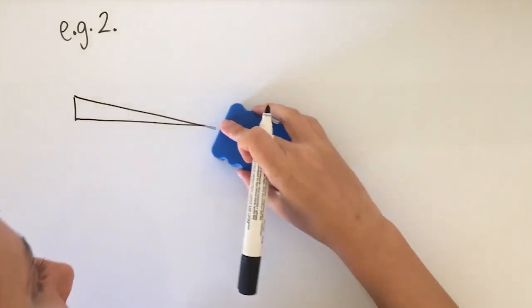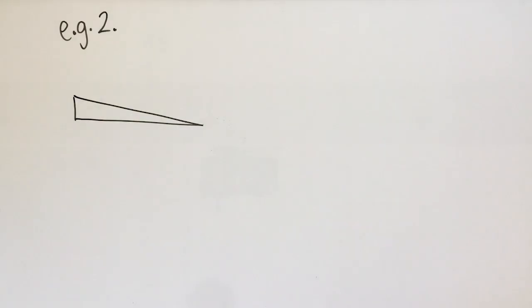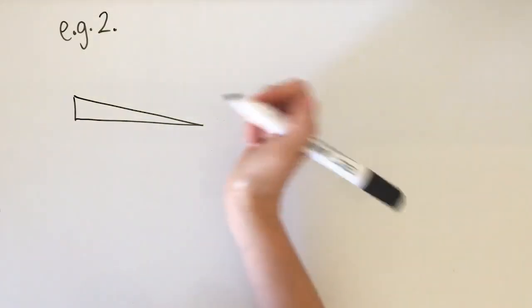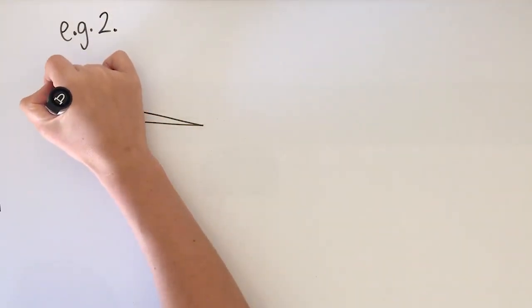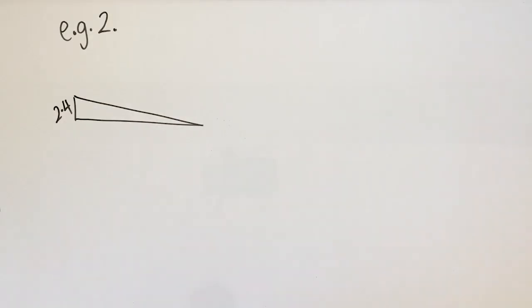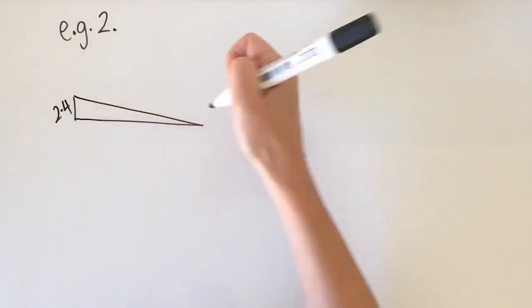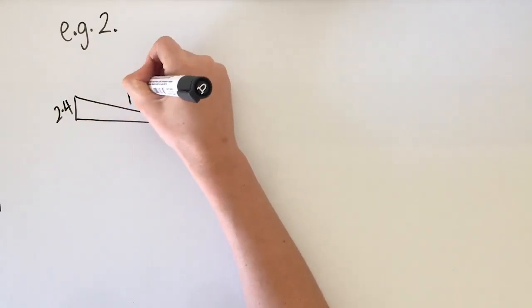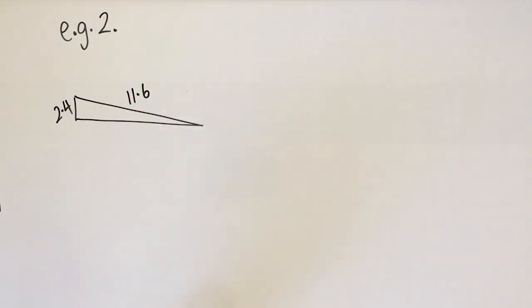Nice, skinny, teeny triangle. Okay, so what we might do is say that this side is 2.4 here, and then this one we're going to say is 11.6. You'll notice this time I haven't put any units on it, such as centimetres or metres, because sometimes there are going to be questions where there are no units. It might be feet, yards, who knows.